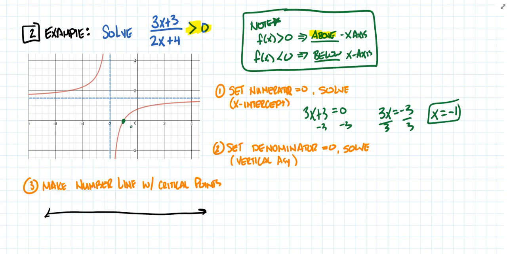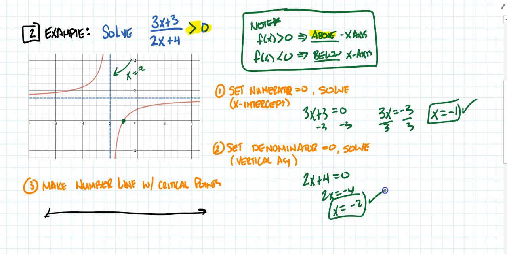The second critical point is to find the vertical asymptote, which I clearly have labeled right here as the value of x is equal to -2. So how do you get that? To find any vertical asymptote on a rational function, you set the denominator equal to 0, and you solve. So I would get 2x plus 4 is equal to 0. So 2x is equal to -4, so x is equal to -2. Okay? So my critical points that I'm working with here are the x-intercept of -1 and the vertical asymptote of -2. So the third thing to do is go ahead and set up your number line.